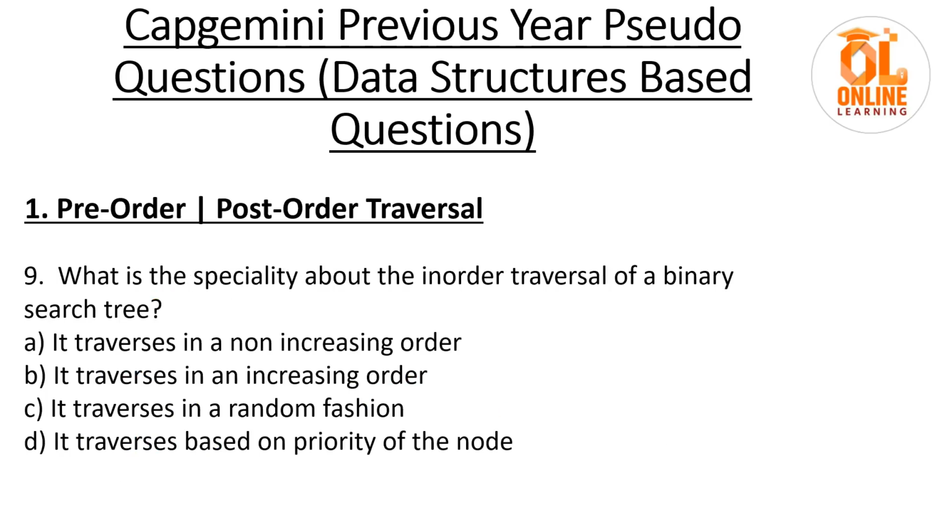What is the specialty about in-order traversal of a binary search tree? Those of you who don't know about binary search tree, it's a special kind of tree in which if this is a root and this is a left node and this is a right node, as per the binary search tree, left is less than root and its right is greater than root. Means the elements less than root will be stored in the left side and elements greater than root will be stored to the right side. This is the concept of binary search tree.